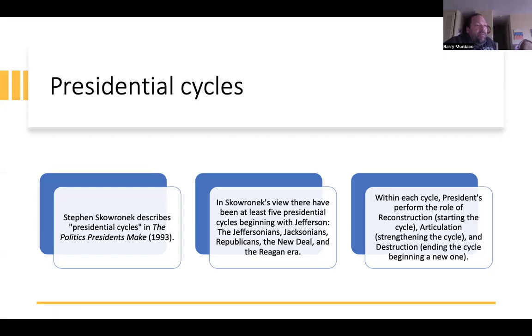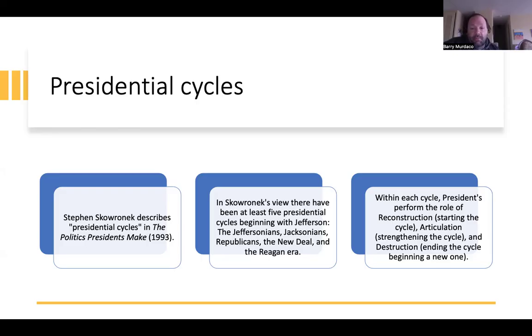Presidents tend to govern in similar ways, corresponding to their cycle. Even presidents from different political parties, the cycle that they belong to actually matters more than their party. The parties themselves basically change in relation to the historical context of their day as well.